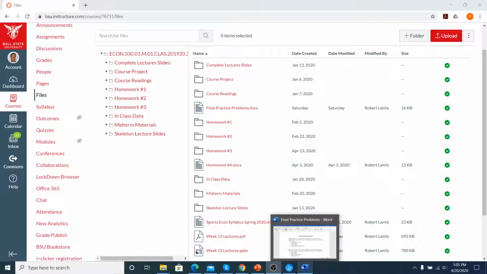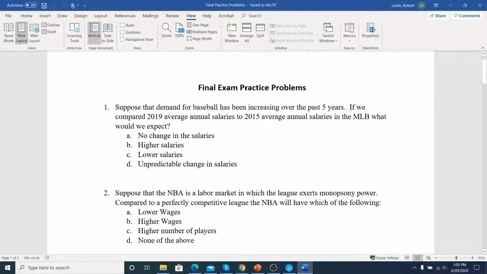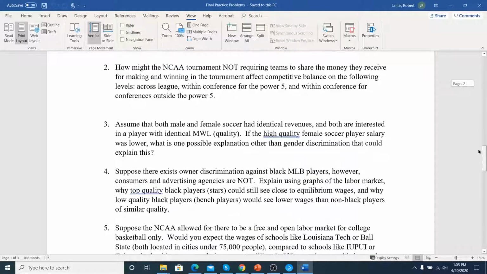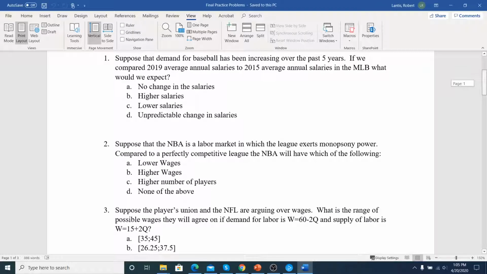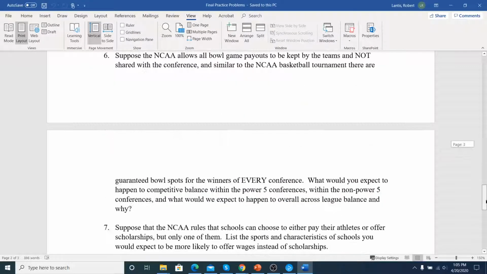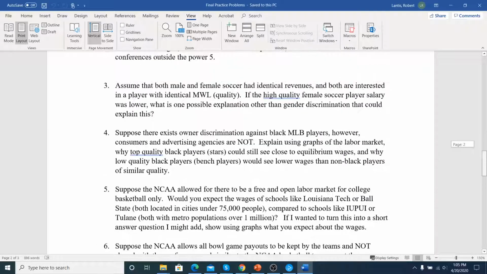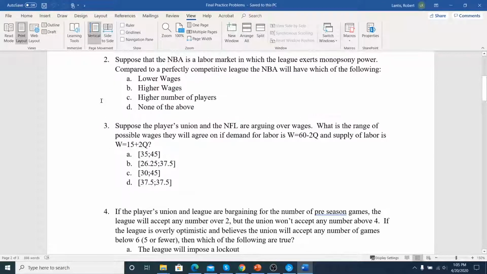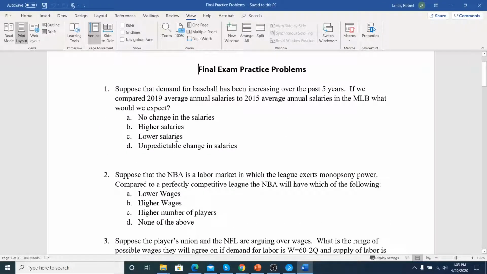So let's open up this file, final exam practice problems. You can see here, this will somewhat look like the exam, where there will be a small number of multiple choice, and then a few short answers, similar to the midterm. This one I put way more short answer questions than would be on the actual exam, just so you have some more practice, but I wanted to give you some short answers as well that we could work through.